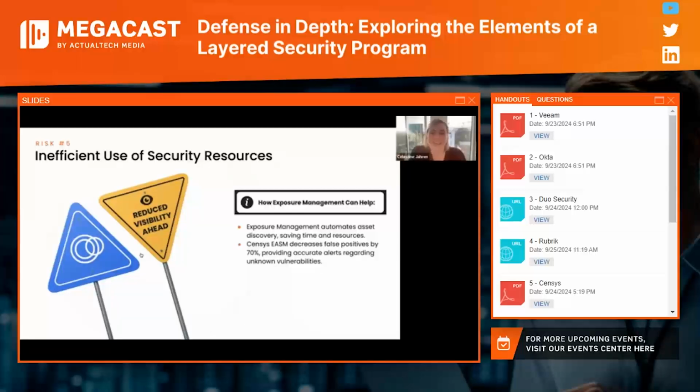For instance, a European government agency recently shared that prior to adopting Census, their security team spent about a week every month on asset enumeration. After using Census, they've reduced that same enumeration work to just 20 minutes. And that's a massive return in time for any team.